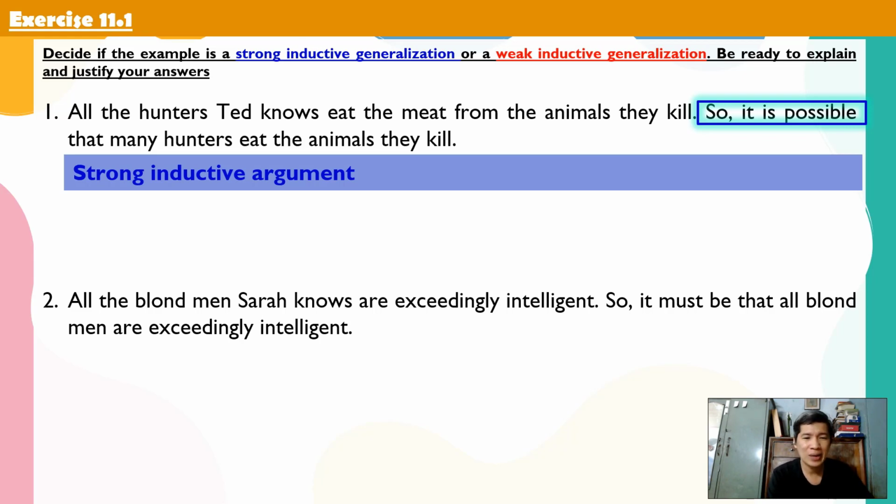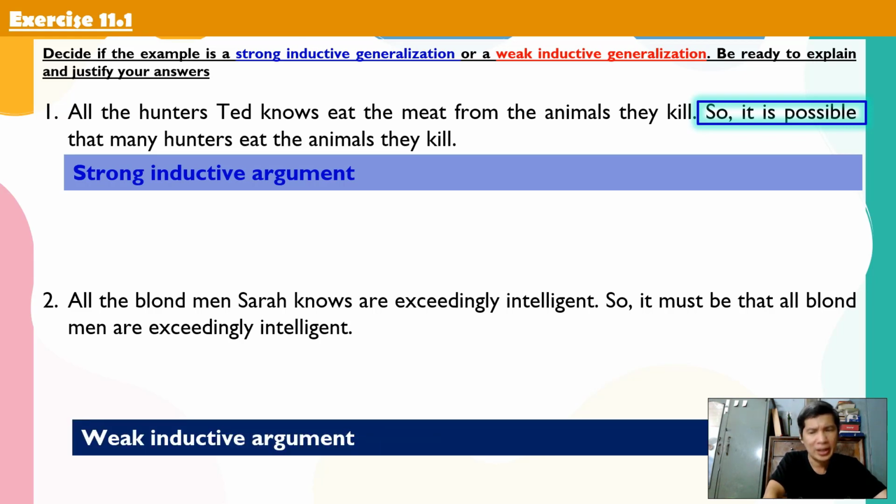All the blonde men Sarah knows are exceedingly intelligent. So it must be that all blonde men are exceedingly intelligent. Sarah has met a few blonde men. How many? Think about that. 10, 20, 100? And now the conclusion is to all the blonde men. Strong or weak? The logic is weak. Weak in the way the person uses the words it must be.